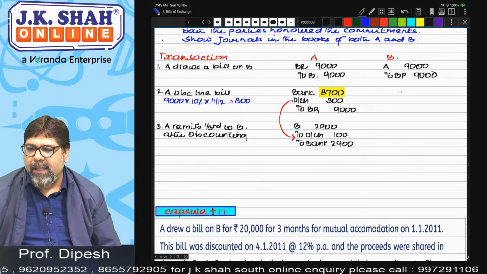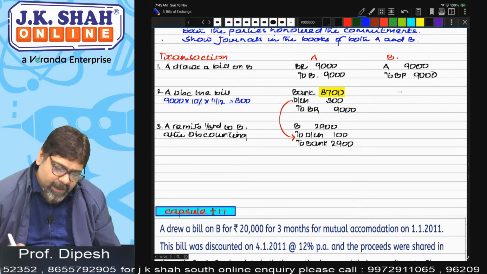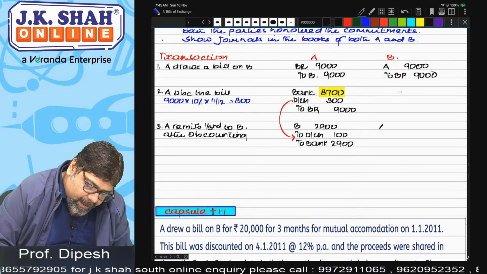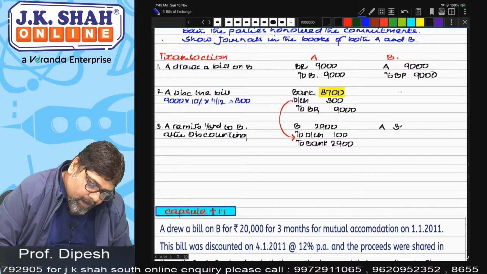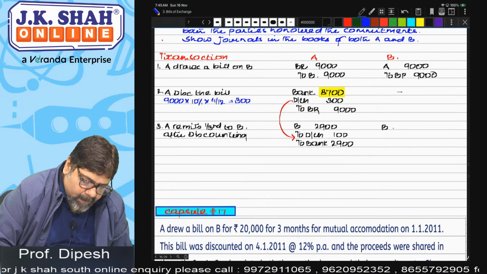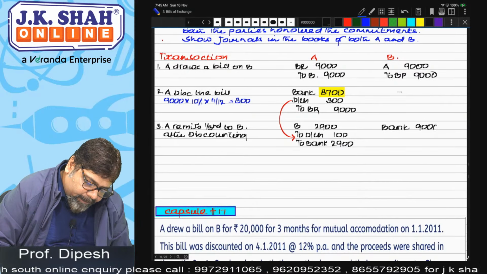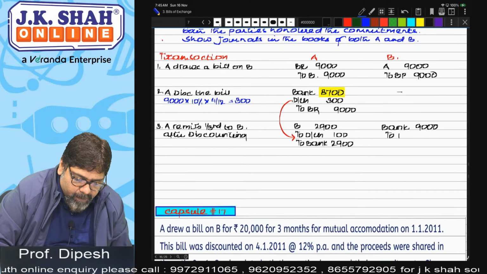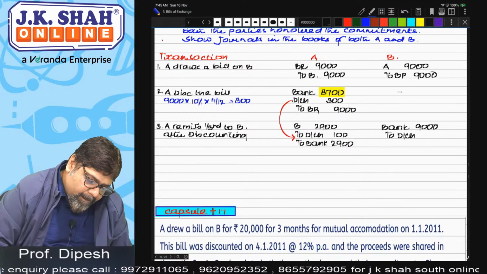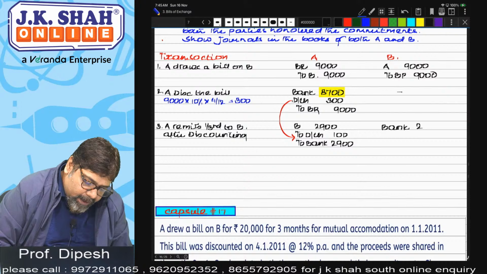Clear. Now chartered, what entry will B pass? B will pass the entry: Bank account debit. Bank account debit how much? 9,000. To discounting charges how much? Bank account debit 2,900.